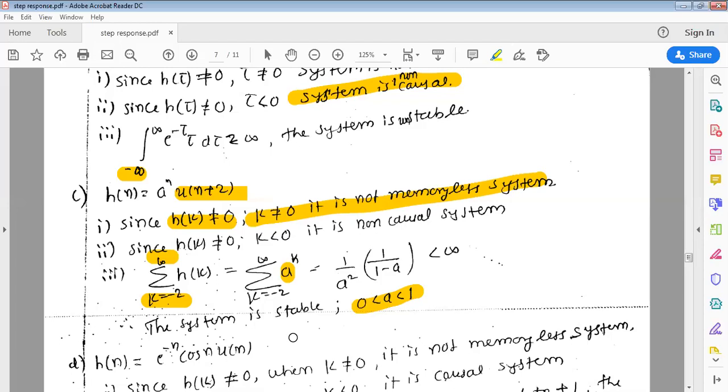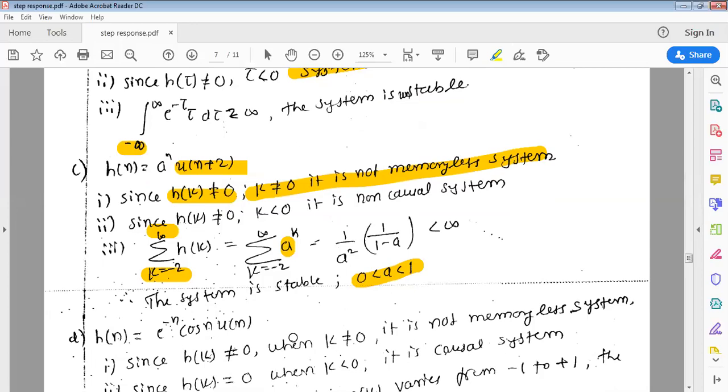Anybody? Is the system causal or non-causal? Anybody?